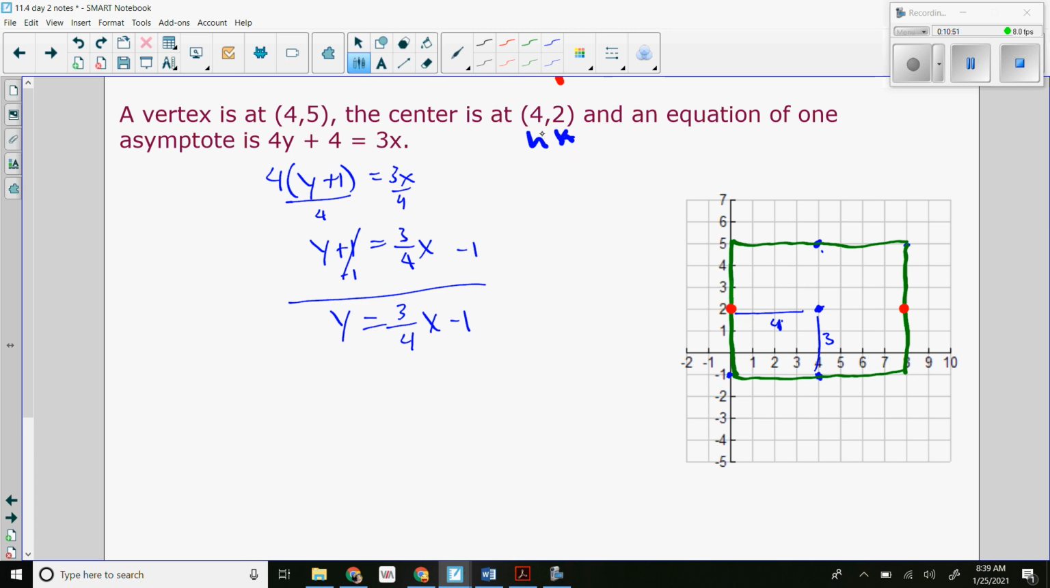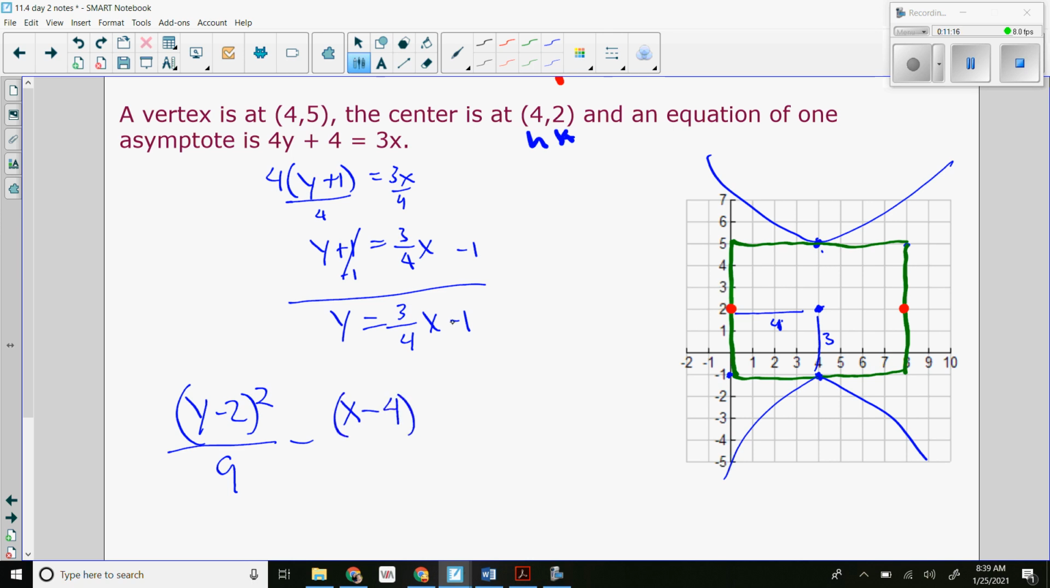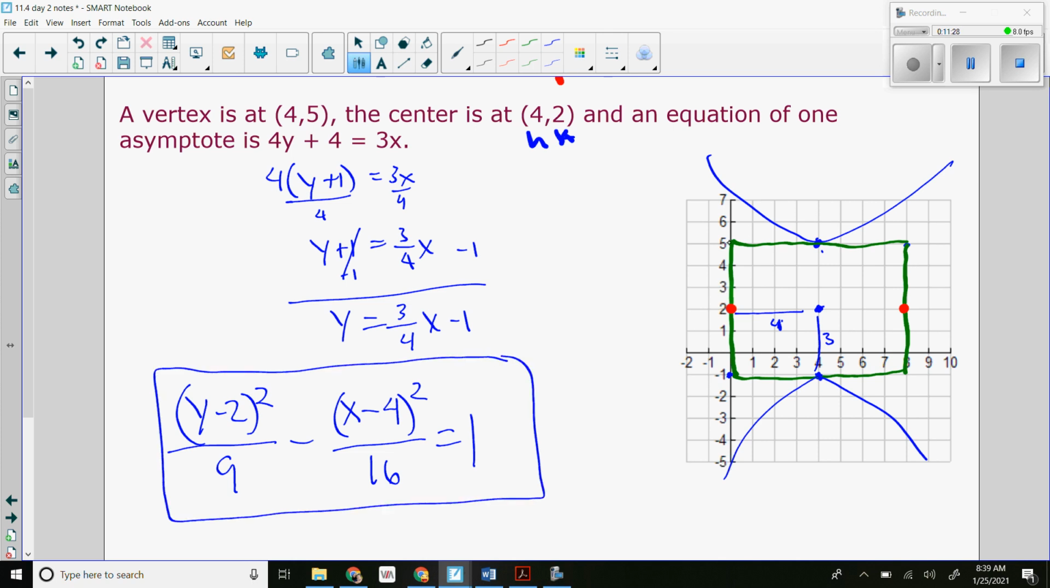And my center is at (4, 2), and since this is one where it's going to open this way, those are my vertices, the y's have to come first. All right, so it's going to be (y - 2) quantity squared, better square it this time, over the a value, which we said was 3, so 3 squared is 9, minus (x - 4), that's for my h, quantity squared, over the b value we said was 4, 4 squared is 16, equals 1.